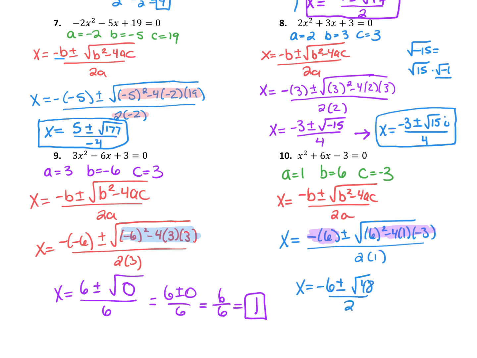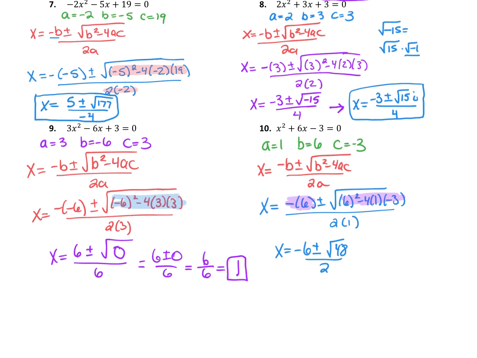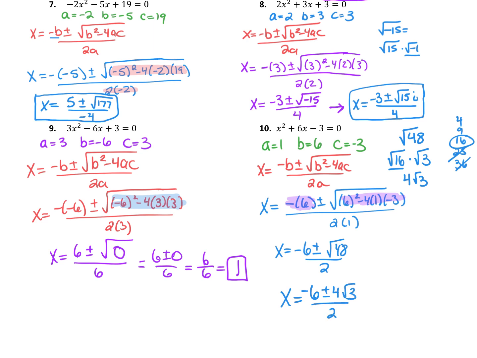all over 2. Now 48 is an even number, and it also will have perfect squares that go into 48. So if I think about how I'm going to simplify the square root of 48, I'm going to think about all the perfect squares that are less than 48. The biggest perfect square, 36, does not go into 48, 25 does not go into 48, but 16 does. So the square root of 48 is the same as the square root of 16 times the square root of 3. Well, the square root of 16 is 4, so the square root of 48 is going to simplify to 4 root 3. So instead of the square root of 48, I'm going to have negative 6 plus or minus 4 square root 3 all over 2.